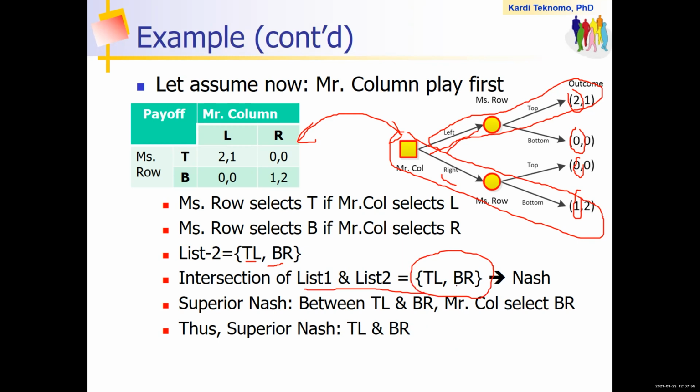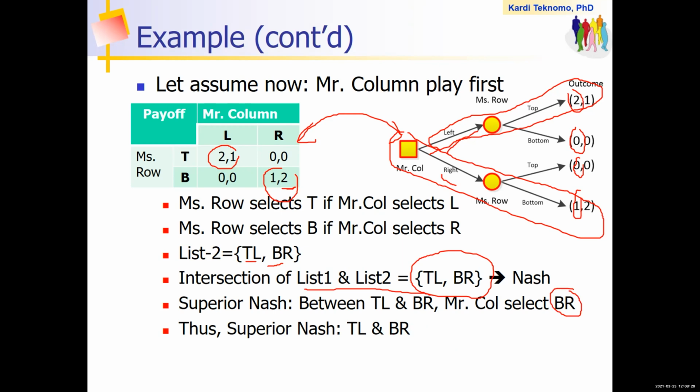The intersection of list 1 and list 2 is again top left, bottom right. So this game has two Nash equilibria, which are top left and bottom right. But look at the list 2 here: TL and BR. What will Mr. Column do? Of course, Mr. Column will choose this one, BR, right? So the superior Nash equilibrium for Mr. Column in here is BR.